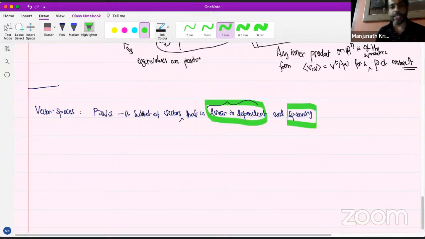Spanning means every vector in the vector space can be written as a linear combination of these vectors. And linearly independent means that no linear combination of these is zero unless the coefficients are themselves zero. The more vectors you have, the easier it is to span, but linear independence will be destroyed. So the point is to have both. This means that every vector can be written as a unique linear combination of the basis vectors.